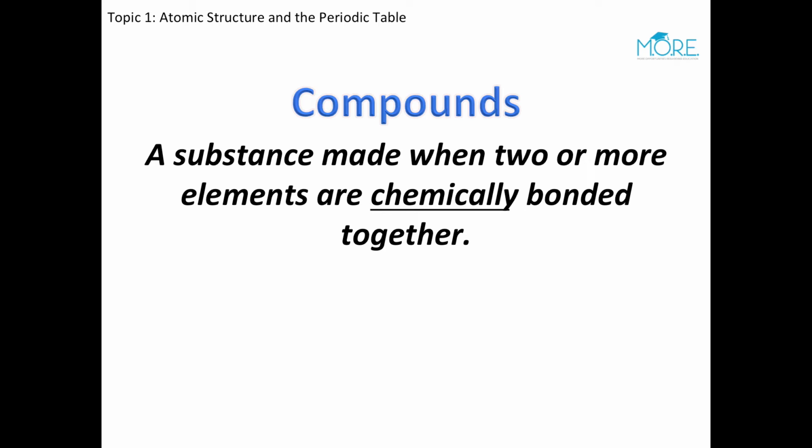Now we're moving on to compounds. So compounds are a substance made when two or more elements are chemically bonded together. Chemically bonded together is a key point here. So to be chemically bonded together means that a reaction should have taken place.